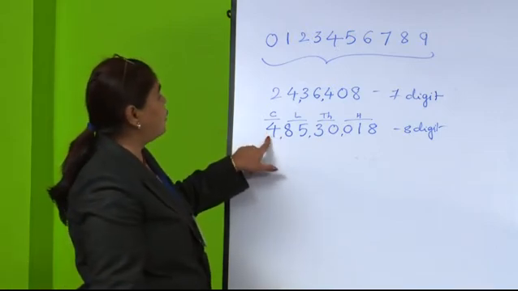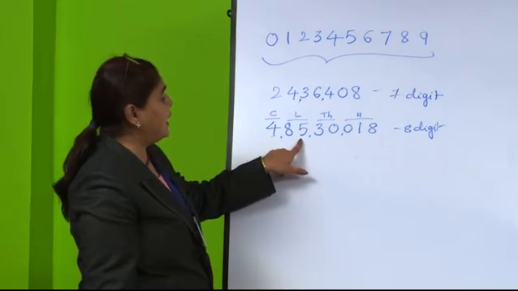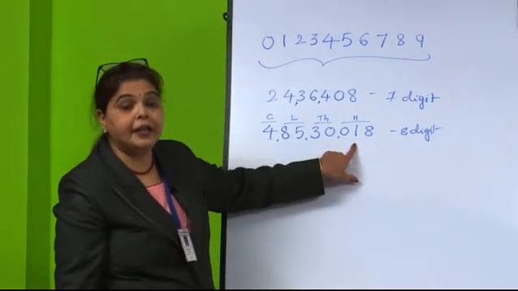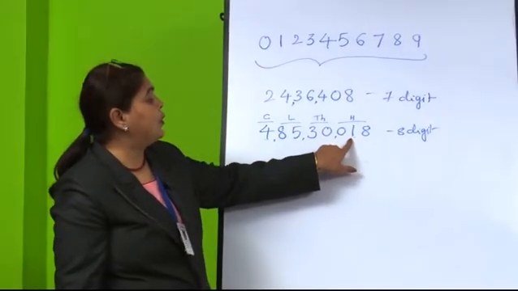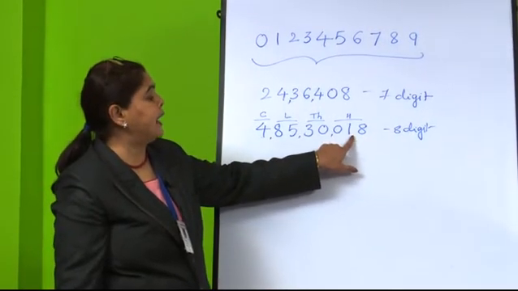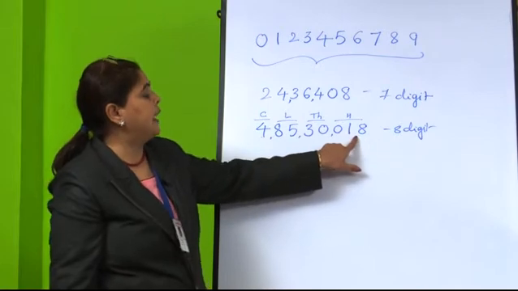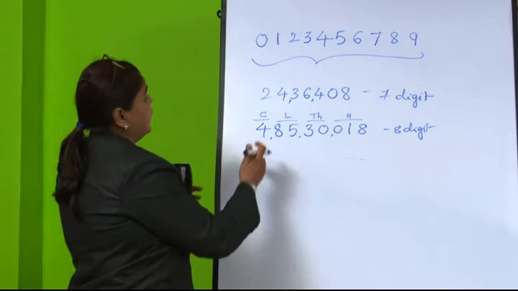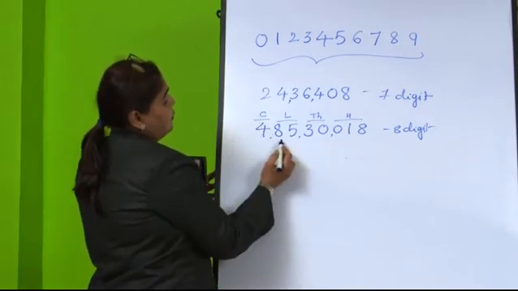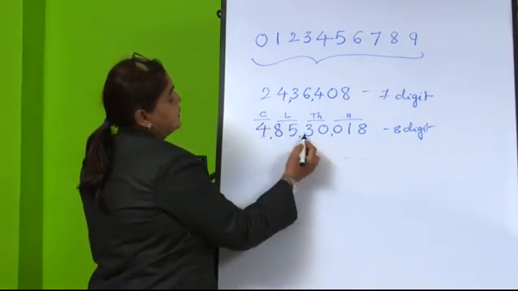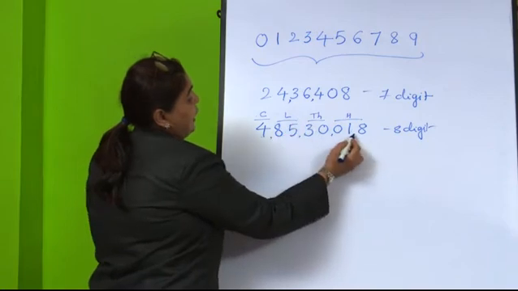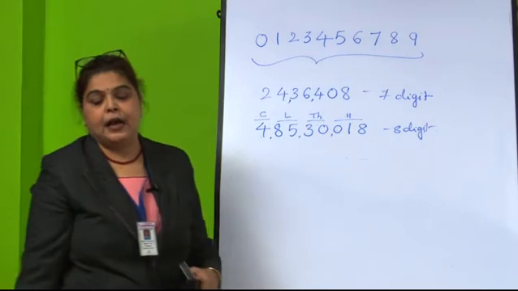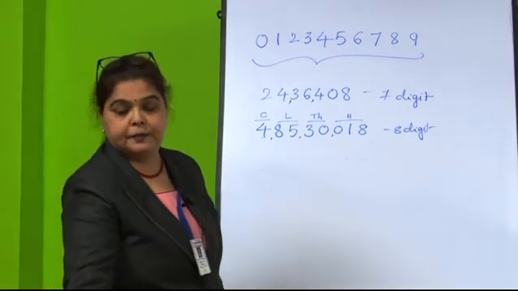It is 4 crores 85 lakhs 30,000 and 18, because we have 0, 1, 8 in the hundreds, tens and ones places, so it is 18. Again I will repeat, please pay attention. Here it is 4 crore 85 lakhs 30,000 and 18, because we don't have anything in the hundreds place. I think everyone understood this.